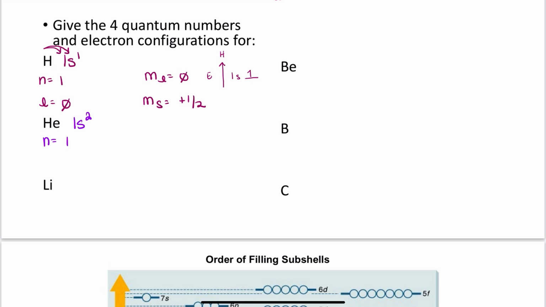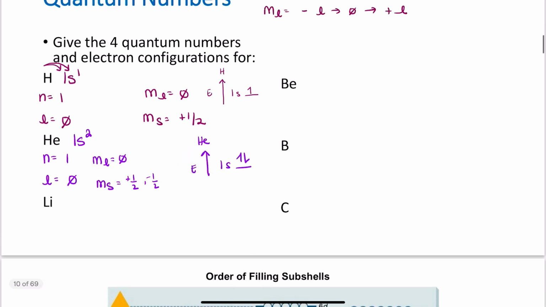The principal quantum number here is still 1. I'm in the first energy level. My L value is 0 because I'm still in an s orbital. My m sub L, still 0 because I'm still in s orbital. And my m sub s is talking about that spin again. If I look at helium, looking at my energy scale, 1s, it has 1 and 2 electrons. So it has both of these. It has plus 1/2 and minus 1/2. So it will have 2 separate m sub s values, one to describe each electron.